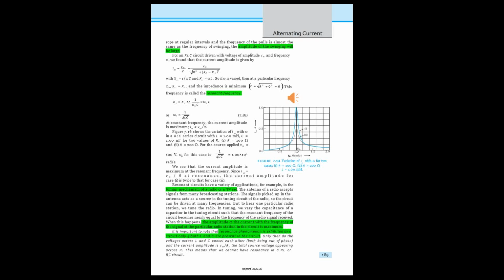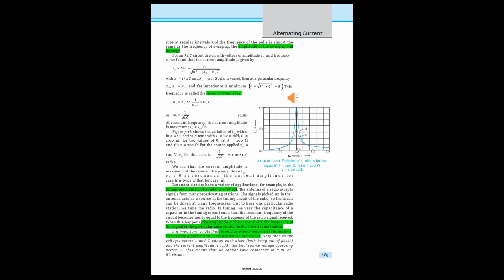The figure 7.16 shows the variation of Im with omega in a RLC series circuit with L equal to 1 millihenry and C equal to 1 nanofarad for two values of R, where in the first case R will be equal to 100 ohms and in the second case R will be equal to 200 ohms. For the source applied, Vm will be equal to 100 volts. Omega naught for this case will be 1 by root LC, and that will be equal to 1 into 10 power 6 radian per second.